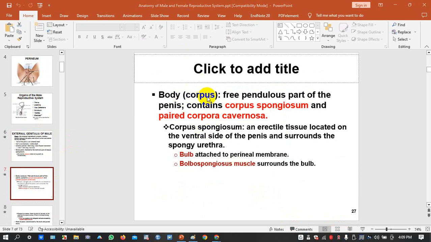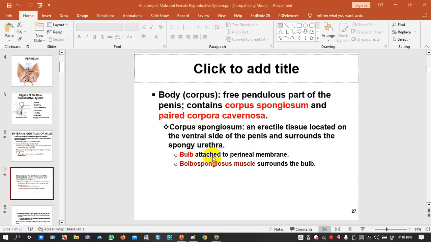The body, the corpus. Anytime you see corpus, it is the body of an organ. So the free pendulous part of the penis contains the corpus spongiosum and paired corpora cavernosa. Corpus spongiosum is an erectile tissue located on the ventral side of the penis and surrounds the spongy urethra. So this is what the corpus spongiosum houses, the urethra.